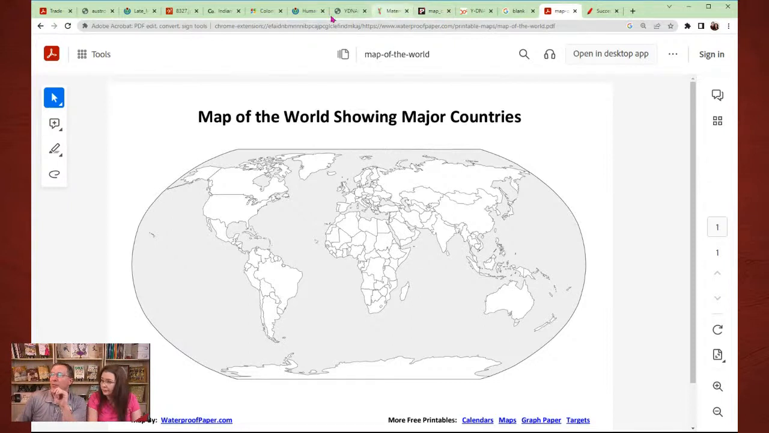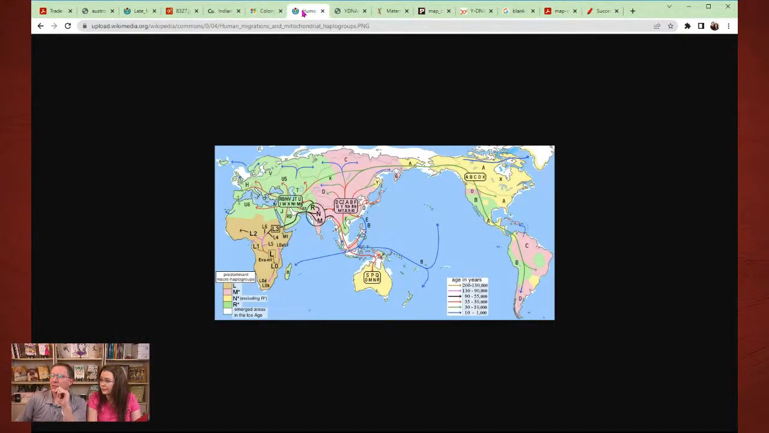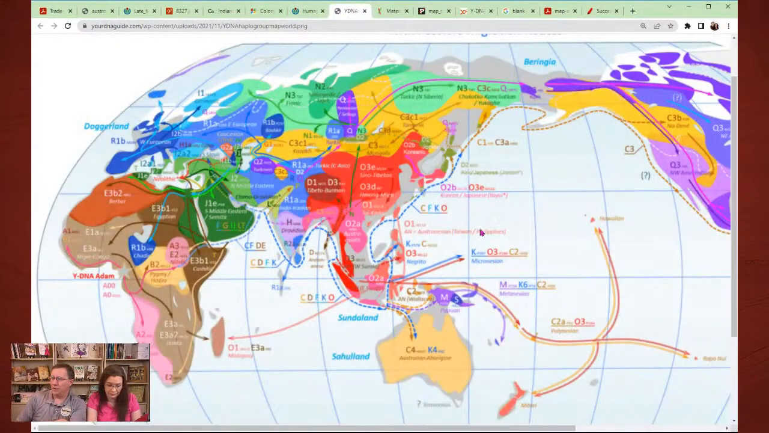Where was I at? Oh yeah, the Y tree. So if you actually follow these lines, you can actually see some of the routes of migration of, if you think about this, this represents the fathers migrating.